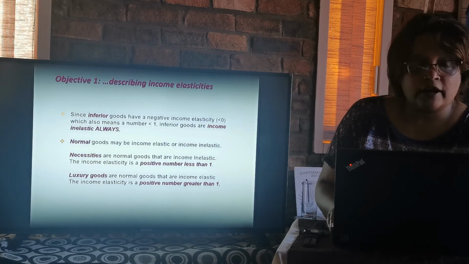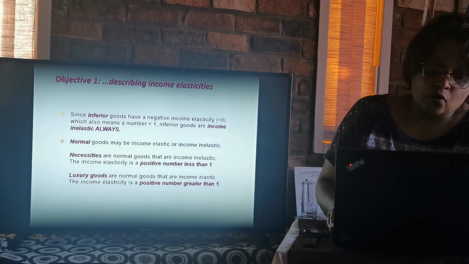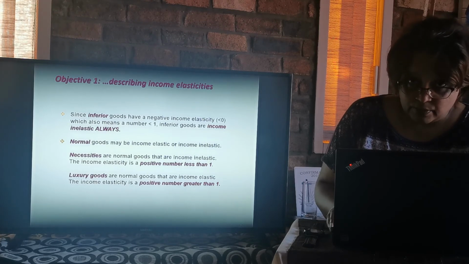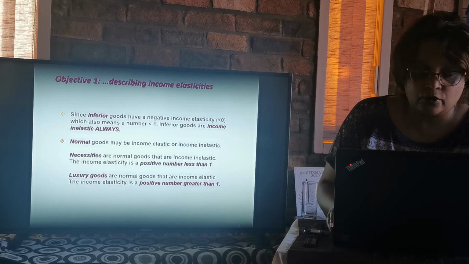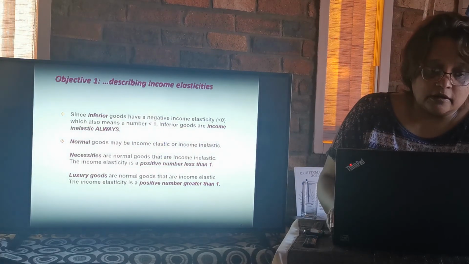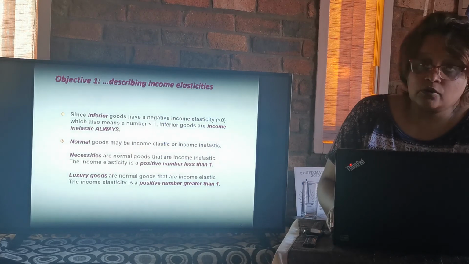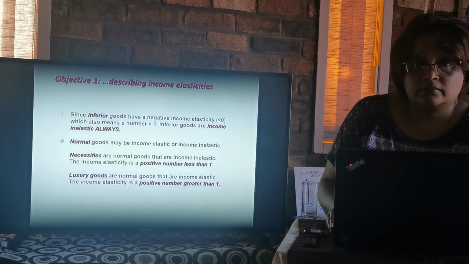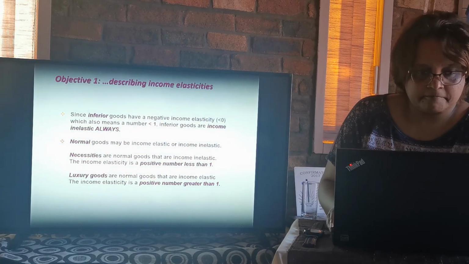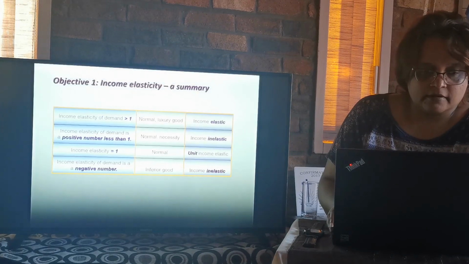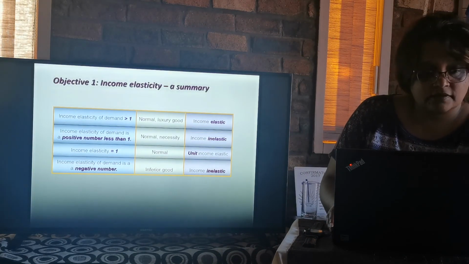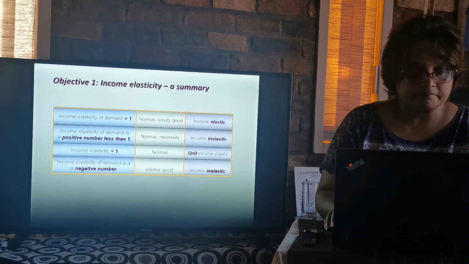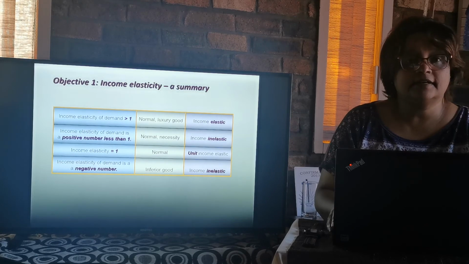Now we're going into necessities and normal goods. Which are normal goods? You must buy water, you must buy electricity, you must buy fuel for your car. So that's necessities. Luxury goods are also normal goods, but those are the things that you want over and above what your income can afford. So in table format, exactly like the previous ones, just to take it in as a nice summary. Let it sink in.